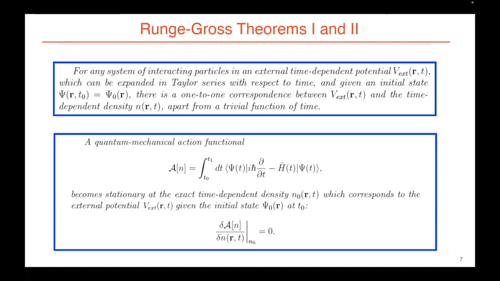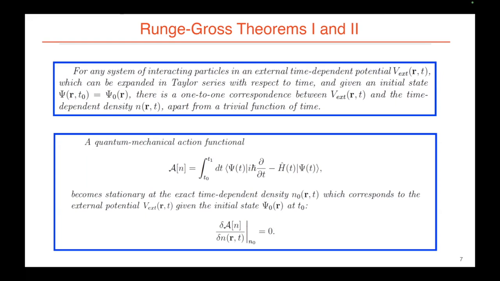However, now there is a second theorem that introduces a quantum mechanical action functional A. This action functional A is defined as the integral from time t0 to t1 of the matrix element of psi of t, i h bar d over dt minus the Hamiltonian, with psi of t. We want to find a stationary point for this quantum mechanical action functional at the time-dependent density n0. So we take a variation of this functional with respect to the density, and it will be zero for the true time-dependent density n0. Basically, we want to extremize this action functional, which would give us the true density.